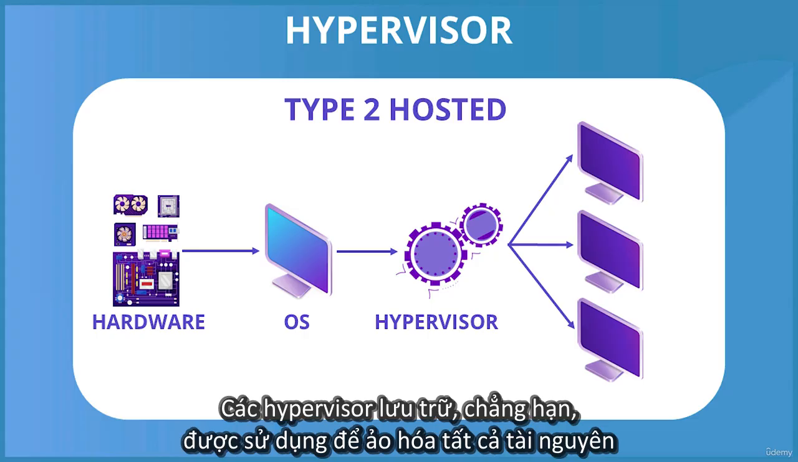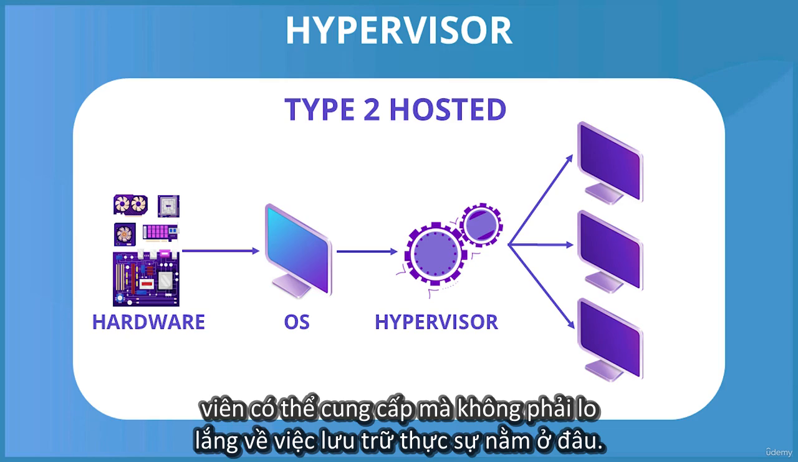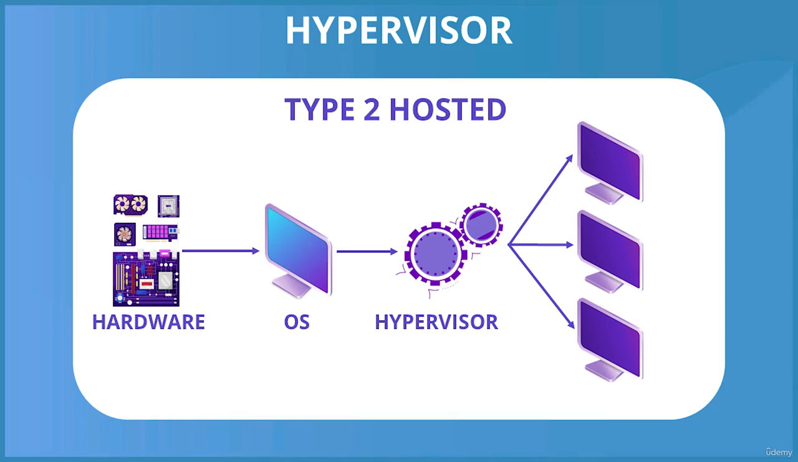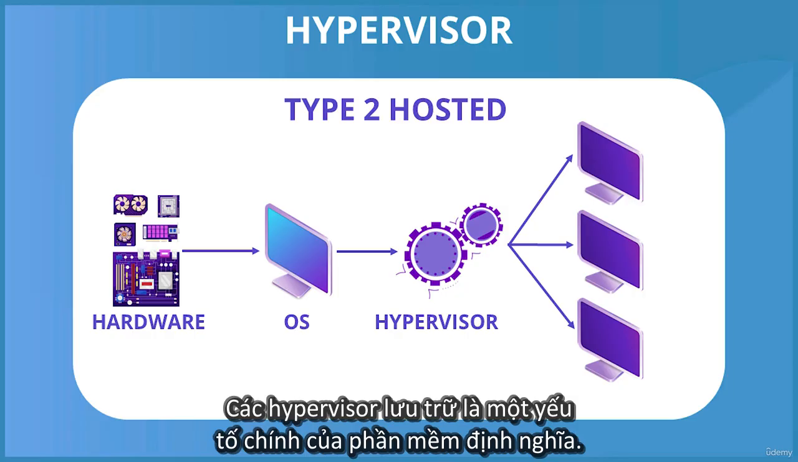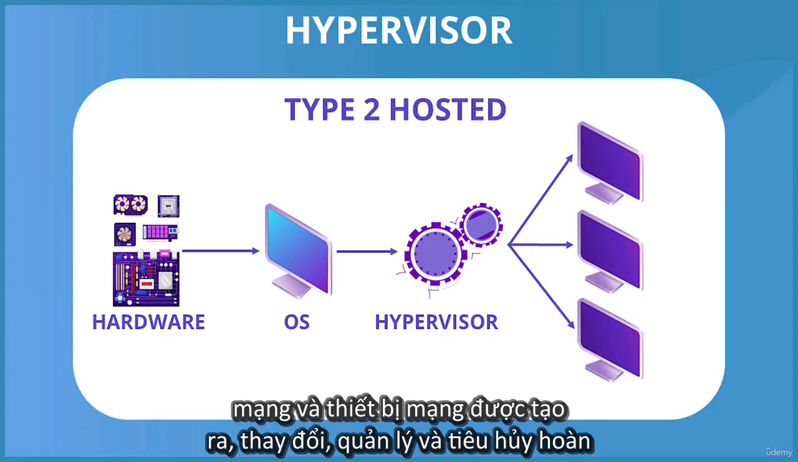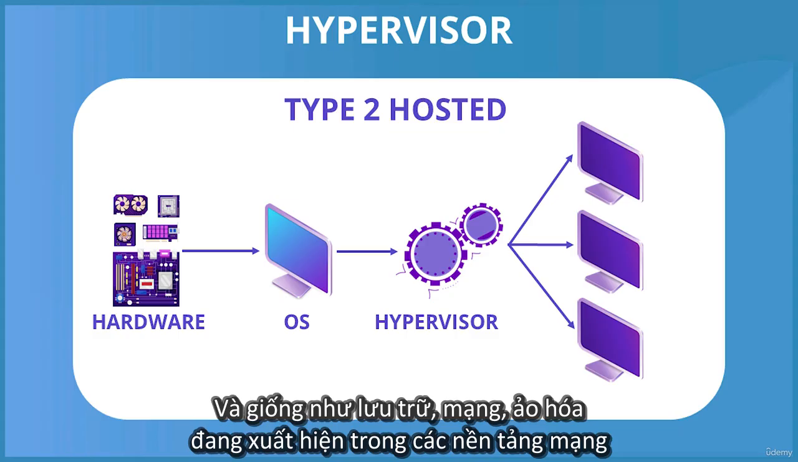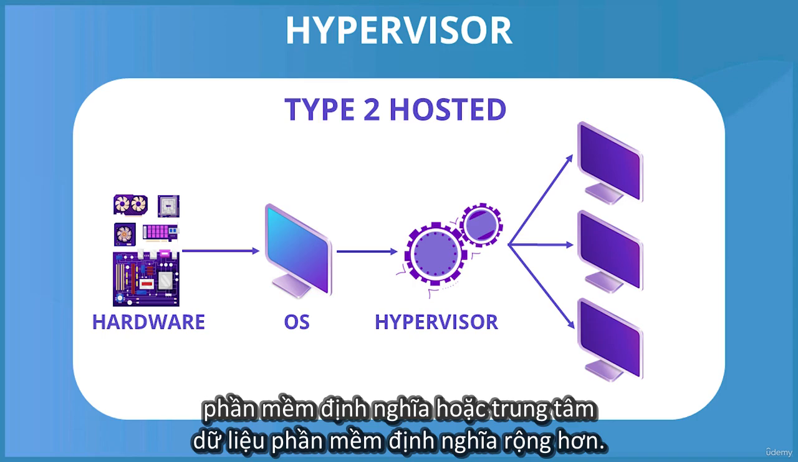Storage hypervisors, for example, are used to virtualize all the storage resources in the environment to create centralized storage pools that admins can then provision without having to concern themselves with where the heck the storage is physically located. See, today, storage hypervisors are a key element of software-defined storage. Networks are also being virtualized with hypervisors, enabling networks and network devices to be created, changed, managed, and destroyed entirely through software without ever touching physical network devices. And as with storage, network virtualization is appearing in broader software-defined network or software-defined data center platforms.